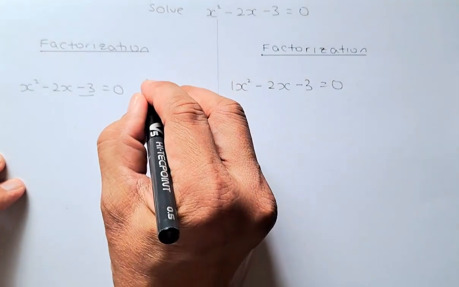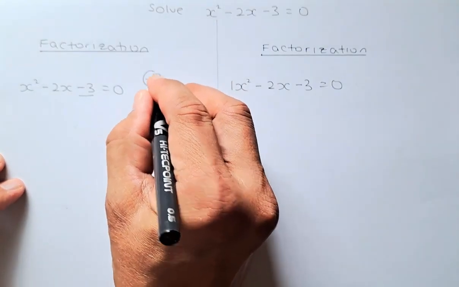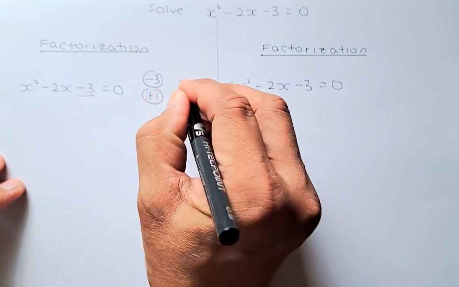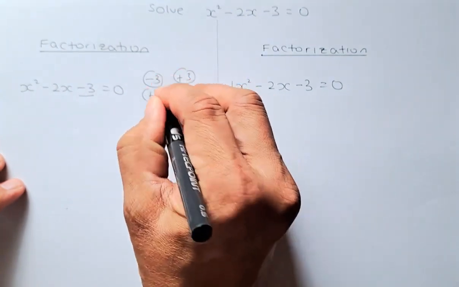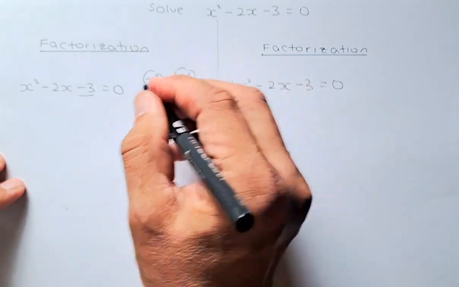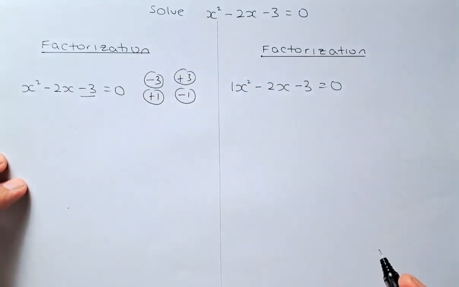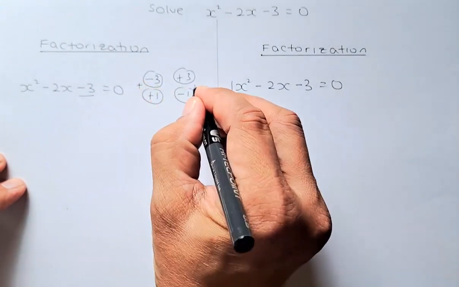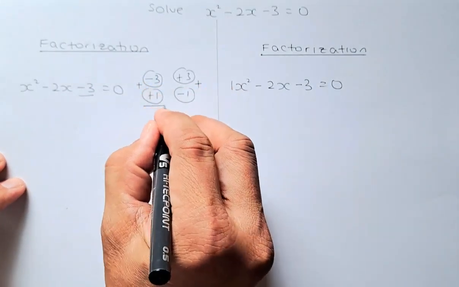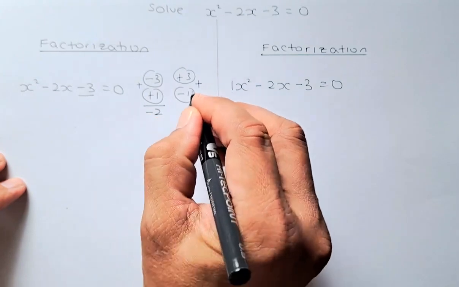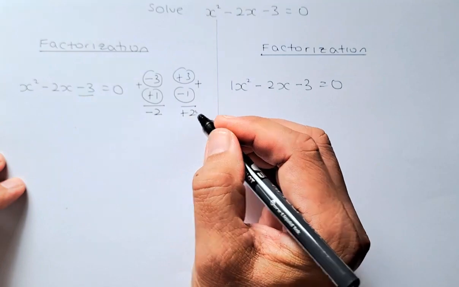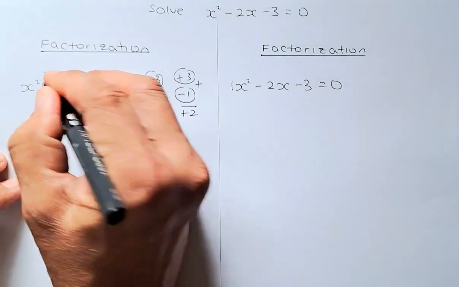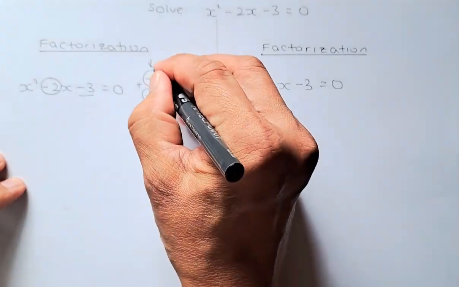There are 2 possible answers: minus 3 and positive 1, or positive 3 and negative 1. When these 2 numbers multiply, they give you minus 3. The next step is to add the 2 numbers together. Minus 3 plus 1 gives you minus 2, and 3 plus negative 1 gives you positive 2. Because the number in the middle is negative 2, you have to choose the first pair.